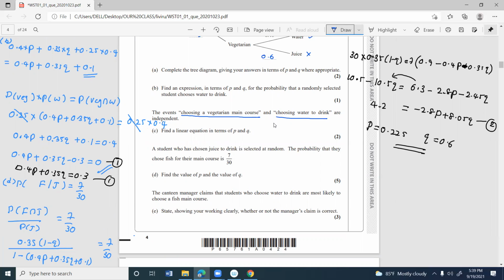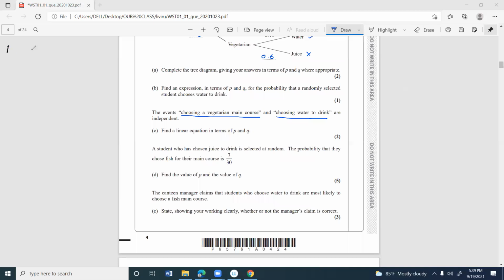We know that the students who choose water to drink have already chosen water. They mentioned that they may have more tendency of buying fish as a meal, right? We will work out this condition and see the probability of buying fish given that they buy water. You can say fish intersection W divided by probability of W, right?